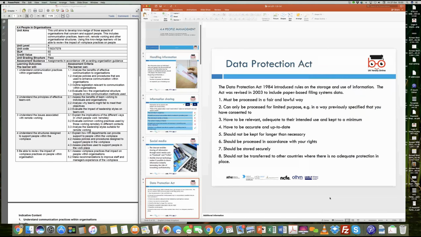Yeah, that's great. Okay. Now, let's look at two important pieces of legislation, one of which is the Data Protection Act. Now, have you come across or heard about the Data Protection Act? I'm pretty sure you would have.